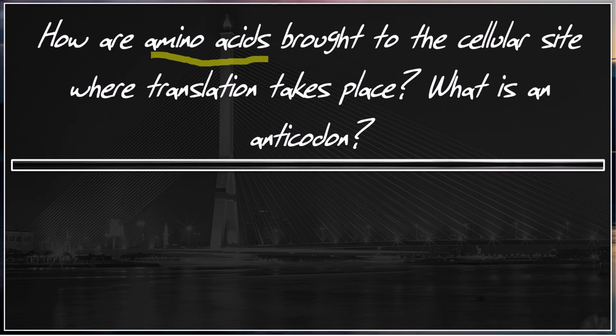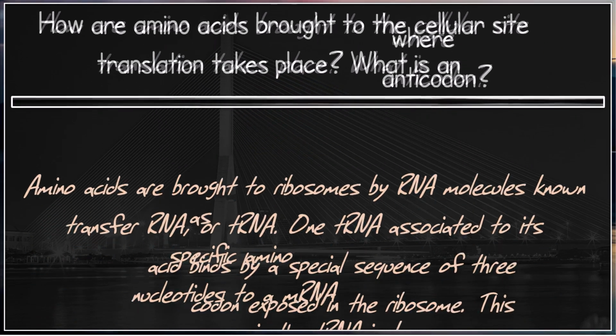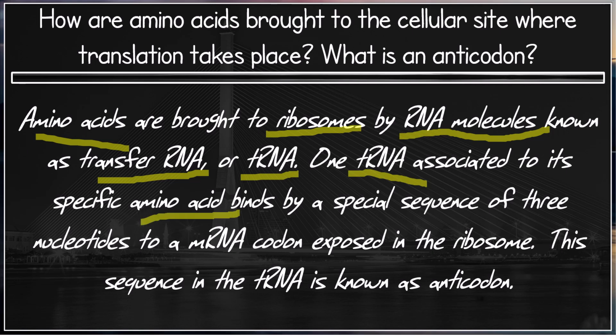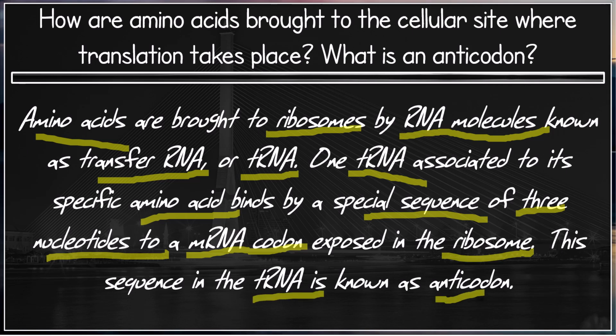How are amino acids brought to the cellular site where translation takes place? What is an anticodon? Amino acids are brought to the ribosome by an RNA molecule known as transfer RNA or tRNA. One tRNA associated to its specific amino acid binds by a special sequence of 3 nucleotides to the messenger RNA codon exposed in the ribosome. This sequence in the transfer RNA is known as anticodon.